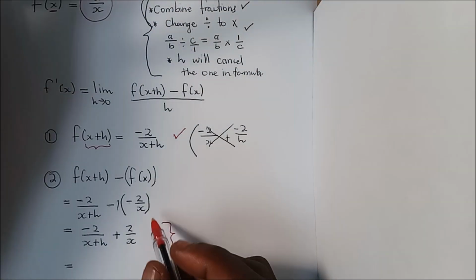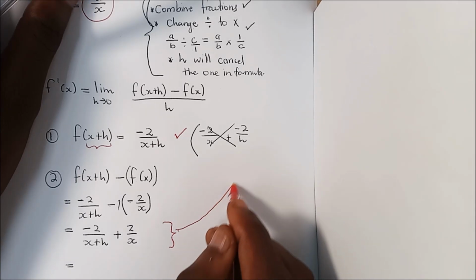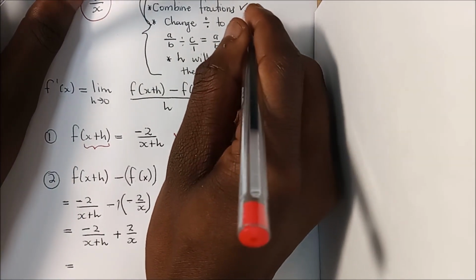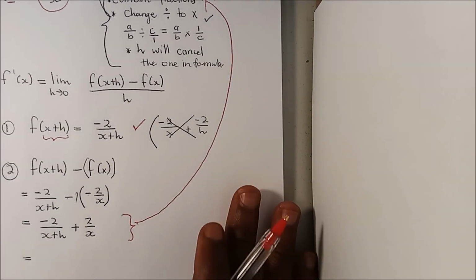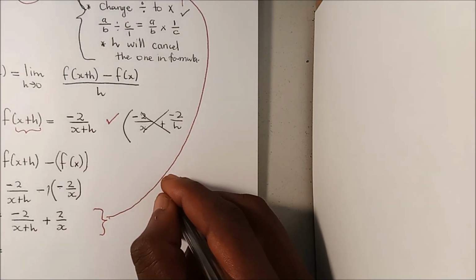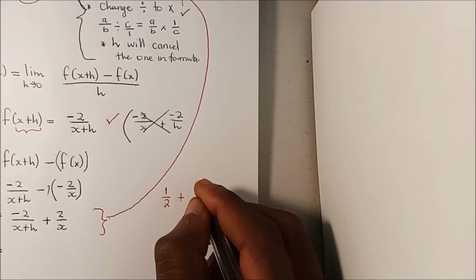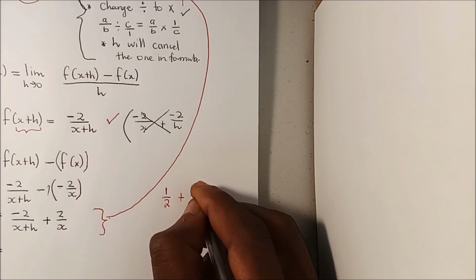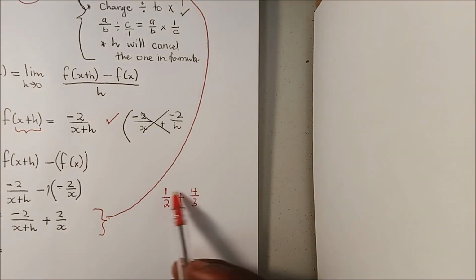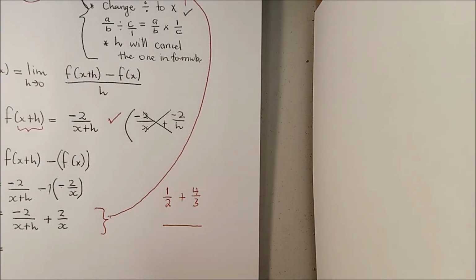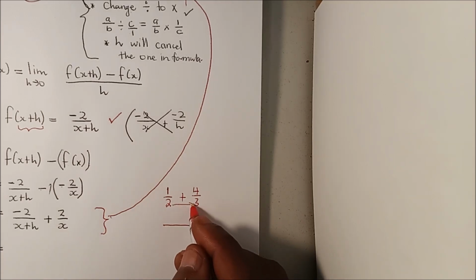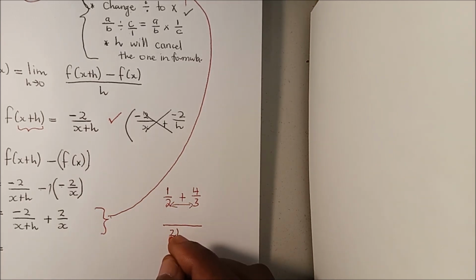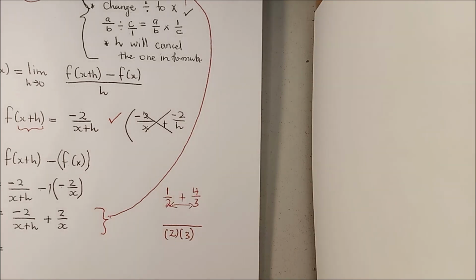Remember what I said. You must know how to combine fractions. So now we'll take you through an example with numbers. Let's suppose you have 1 over 2 plus 4 over 3. To combine these two fractions, you multiply the denominators. The denominators are 2 and 3, so we have 2 multiplied by 3.